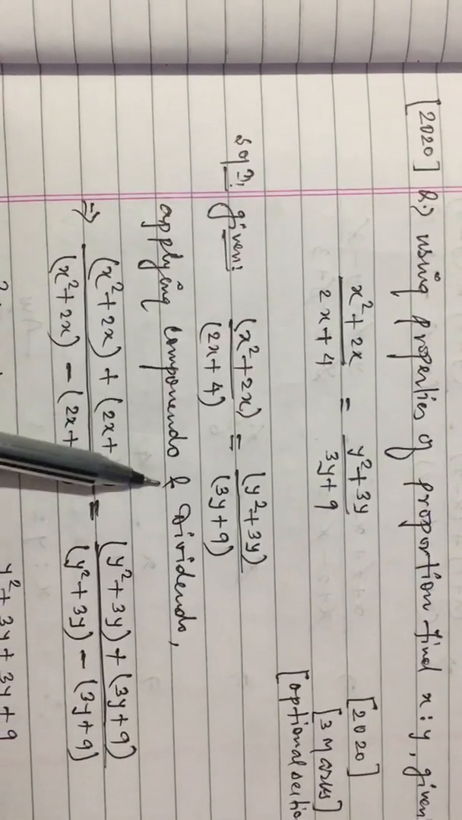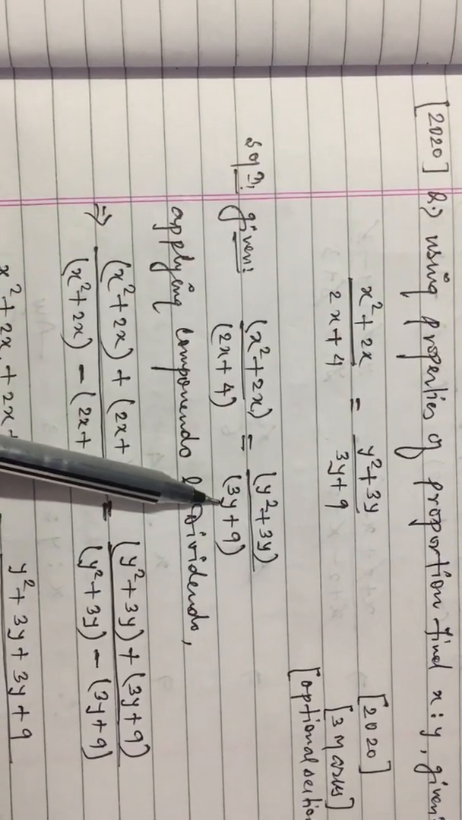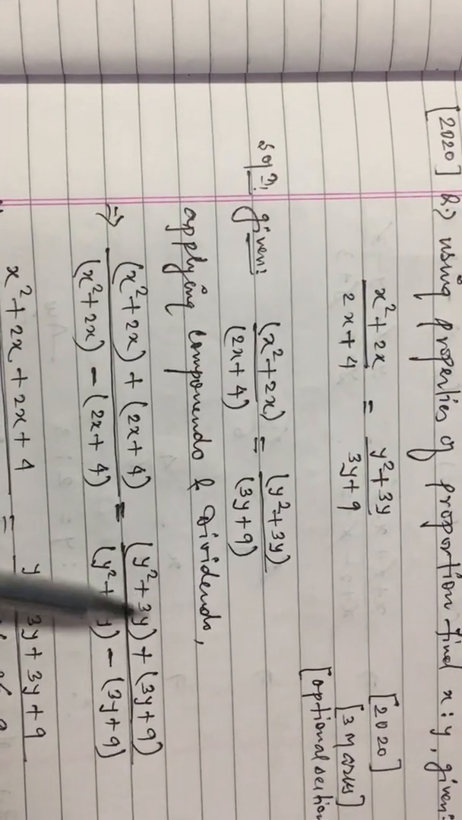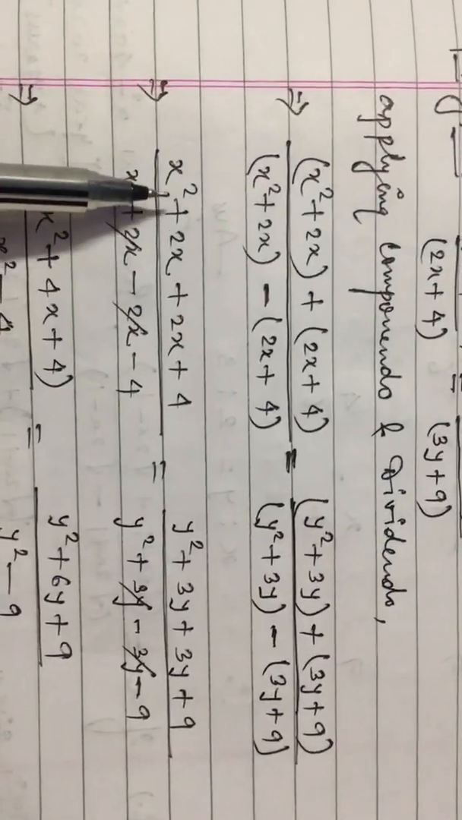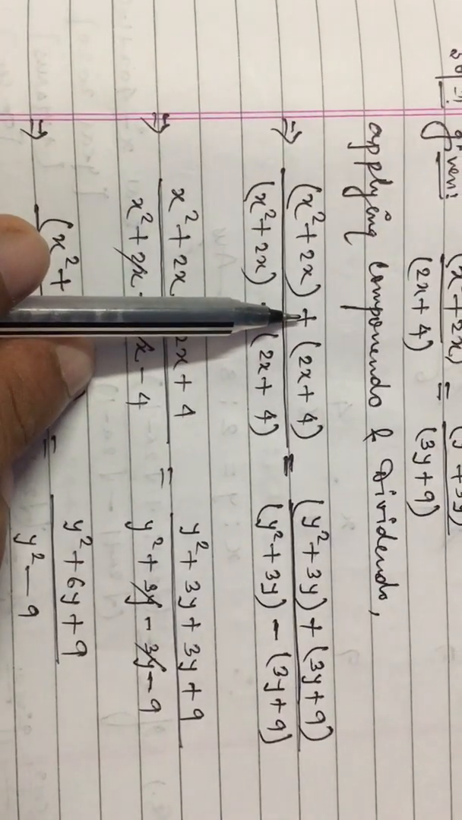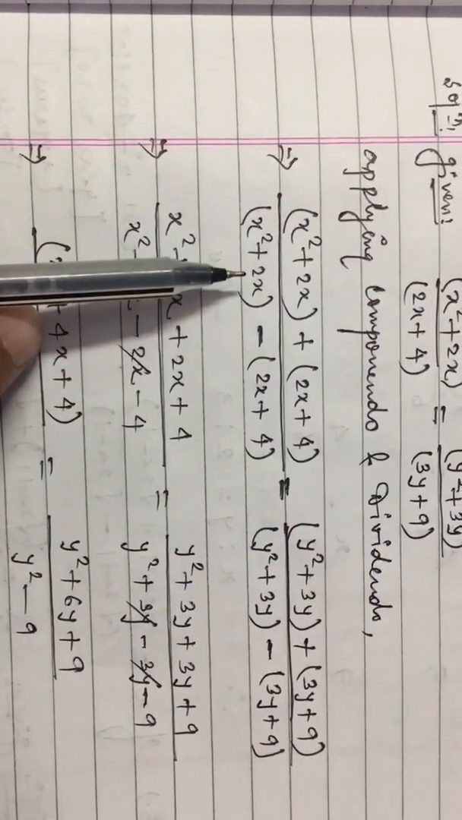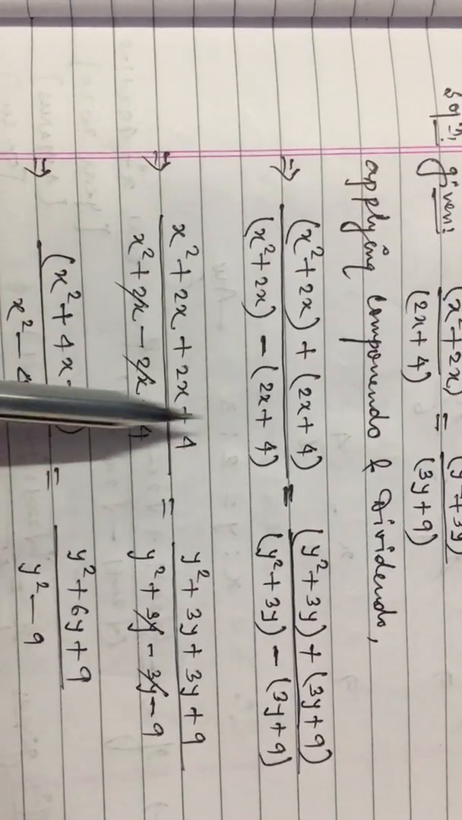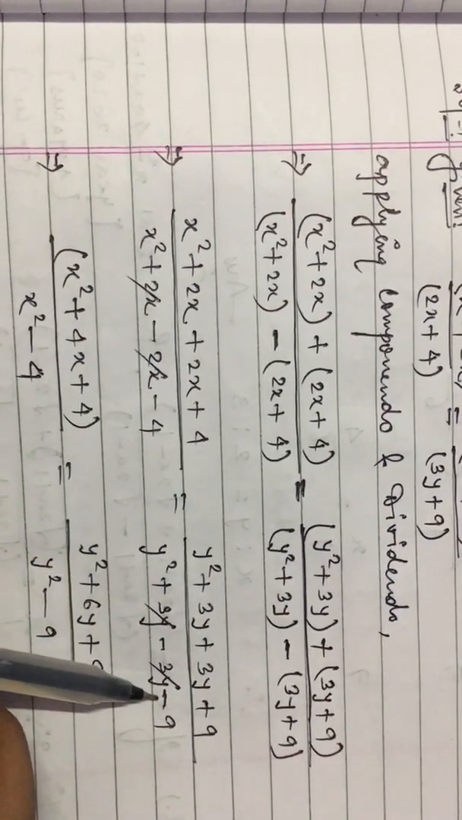Now applying componendo and dividendo here, we can suppose this is A, this is B, this is C, this is D. Now (A plus B) by (A minus B) is equal to (C plus D) by (C minus D). In the numerator part it stays the same, because before the bracket there is a plus sign, so there is no change of sign. But in the denominator, before the second bracket there is a minus sign, so minus plus minus, and here also minus plus minus.